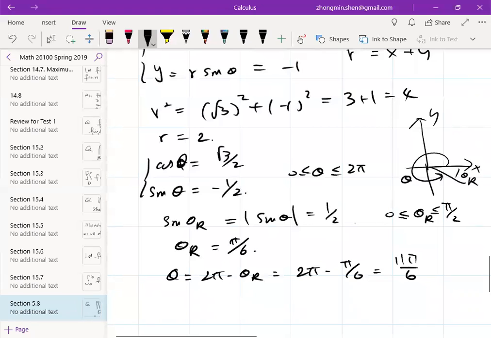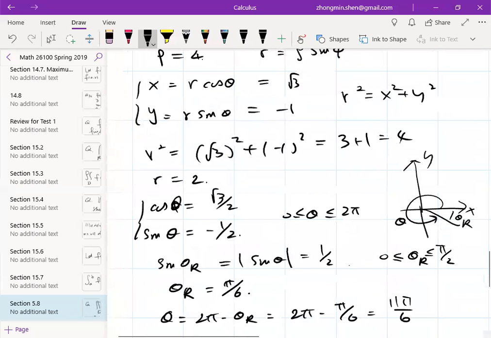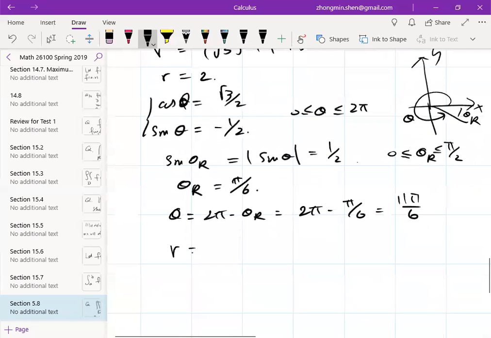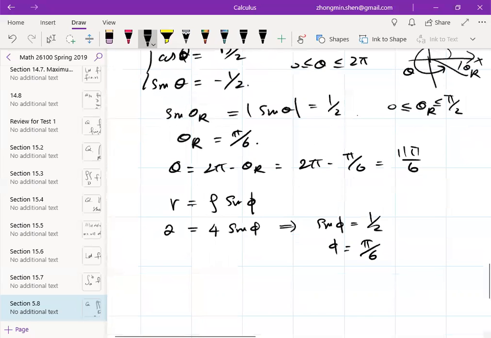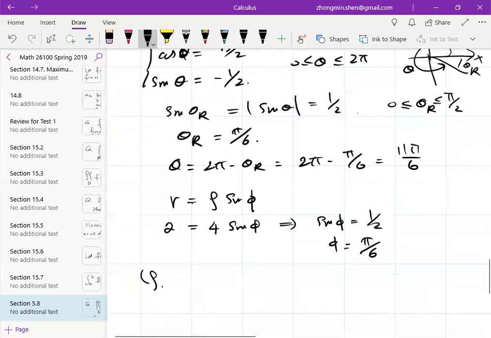Okay, so you get a theta. Now, how do you get a phi? Remember, we call the phi, z equals rho cosine phi, and y equals rho sine phi sine theta. So z is going to be 2, rho is going to be 4, so that means sine phi is going to be 1/2, and clearly phi is going to be pi over 6. So we find the spherical coordinates, which is going to be 4, theta is 11 pi over 6, and then pi over 6.